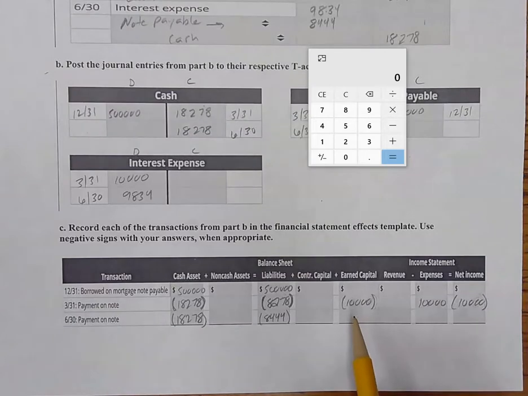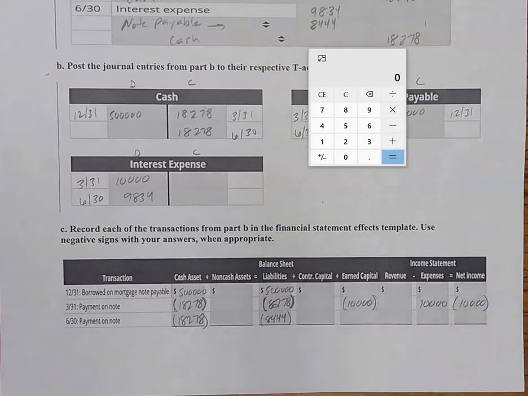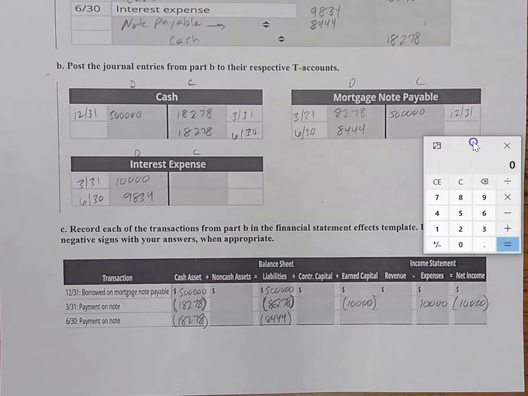The part that you didn't see was that earned capital went down by $10,000. Let's move this out of the way so we can see this. By the amount of the interest expense, expenses went up by $10,000 and net income goes down by $10,000. So if we wanted to think about how this would flow, expenses have gone up by $10,000, therefore net income is $10,000 lower, and then net income flows from the income statement into retained earnings on the balance sheet.